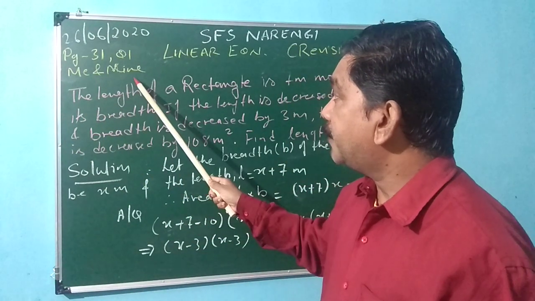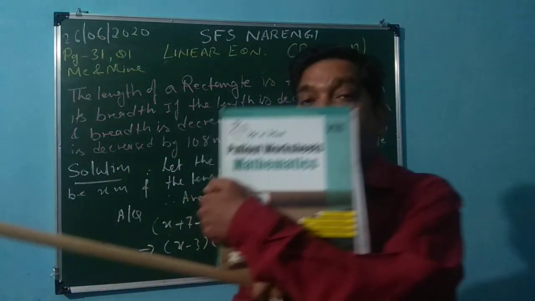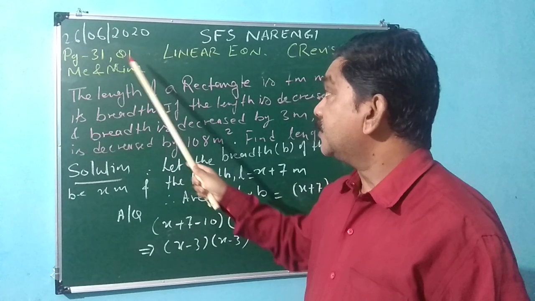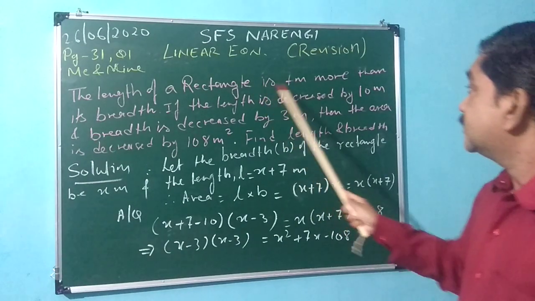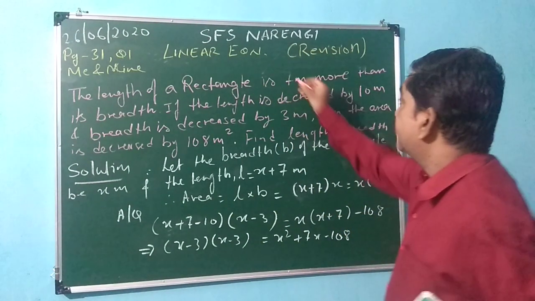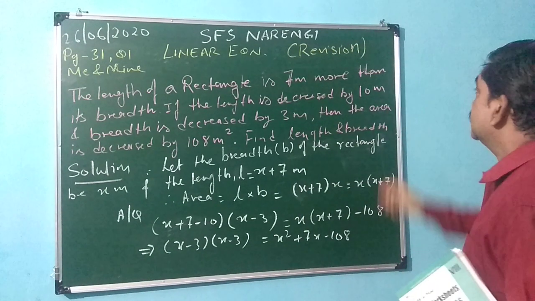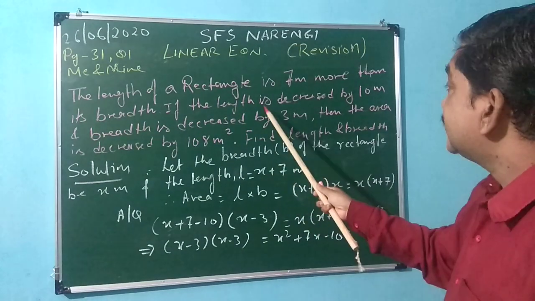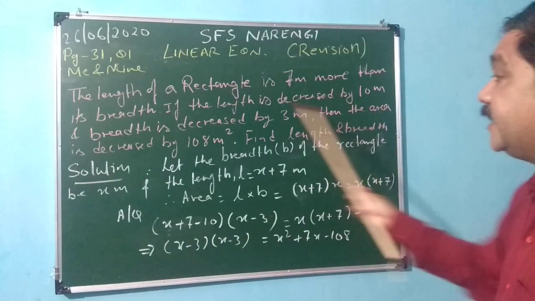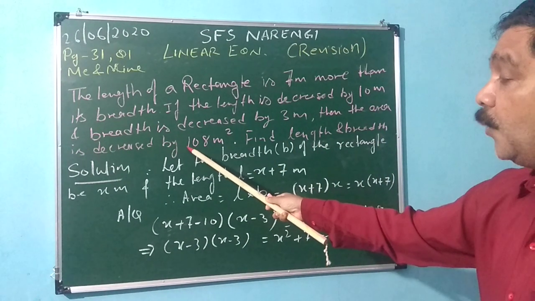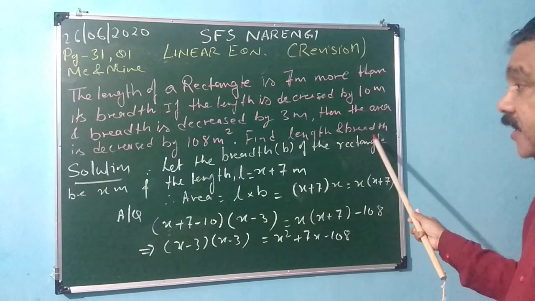So I have taken a question from Me and Mine. Can you see this? Me and Mine, page number 31, question number 1. Please see this book, Me and Mine. This question goes like this. The length of a rectangle is 7 meter more than its breadth. If the length is decreased by 10 meter and the breadth is decreased by 3 meter, then the area is decreased by 108 square meter. Find the length and breadth of the rectangle.